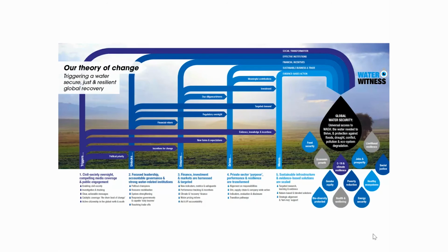So this is the theory of change that we've developed with a bunch of stakeholders and FCDO to think about how we trigger change at the rate and with the urgency that's needed to address the global water crisis. Here you can see the civil society oversight pieces at the beginning, really the engine of some of this change.